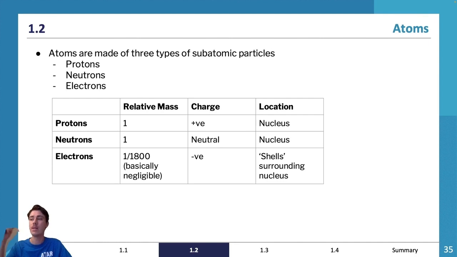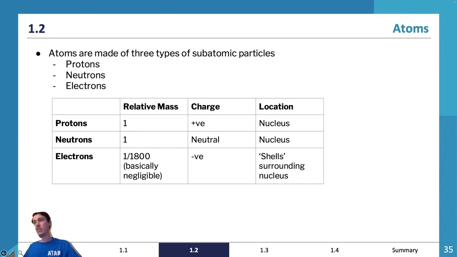Electrons, what do they supply? Electrons supply 1 over 1,800. So you know what that means? That means absolutely nothing. They supply nothing. There is no mass that we say. So we say it's negligible mass for an electron, so they don't go towards the mass.